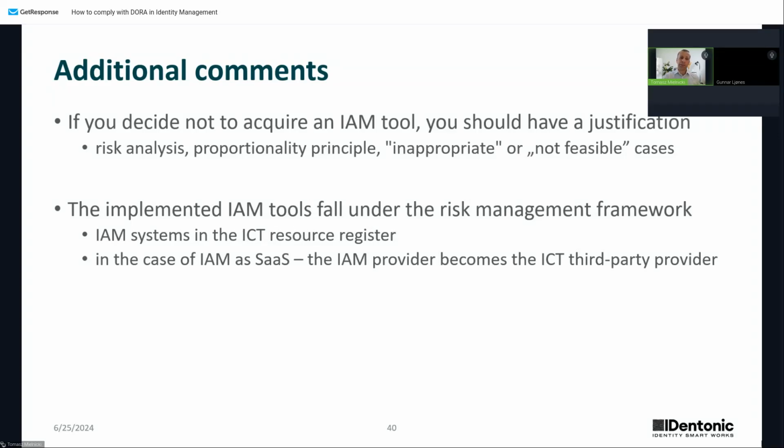But at the same time, if you implement some IAM tools, then don't forget the IAM systems become an ICT resource that you need to manage under the risk management framework in the same way as any other. And if the IAM tool is a SaaS tool, an online one, the provider of this tool becomes an ICT third-party provider that you need to also manage by DORA rules.